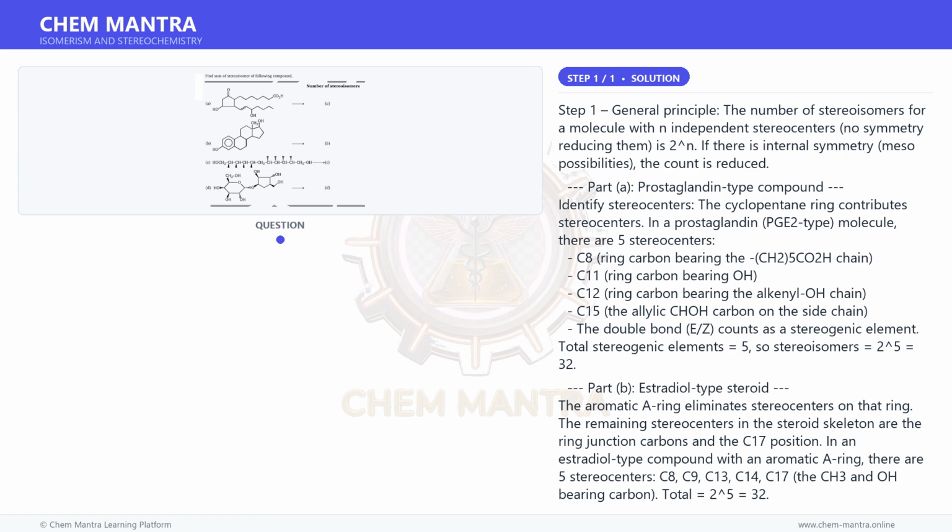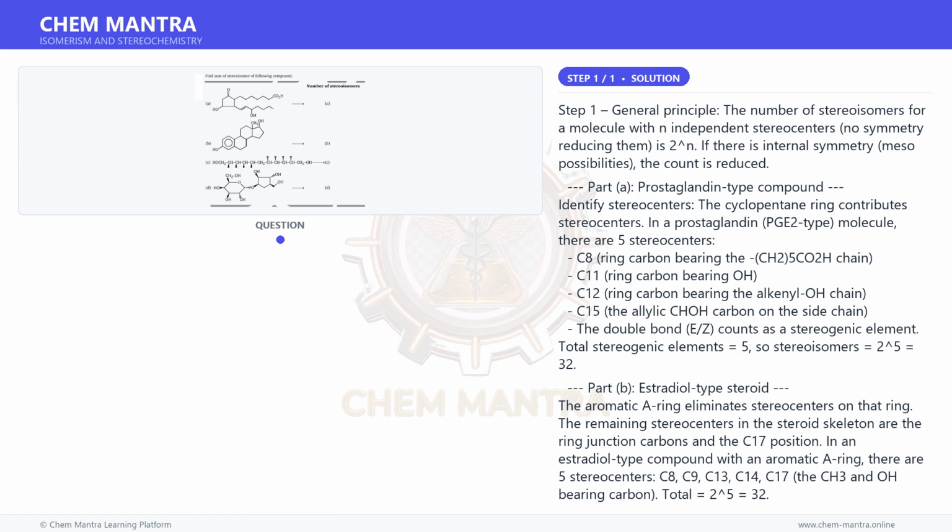Total stereoisomers for a symmetric molecule with n equal to 8 stereocenters split into 2 halves of 4 is equal to 2 to the n minus 1 plus 2 to the n over 2 minus 1, which is 2 to the 7 plus 2 to the 3, which is 128 plus 8 equals 136. This accounts for non-meso forms 2 to the 7 and meso forms 2 to the 3.